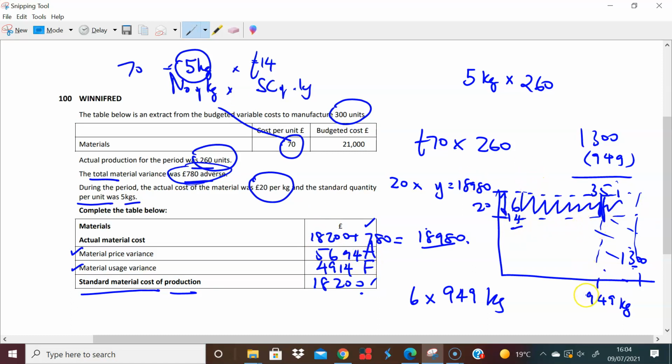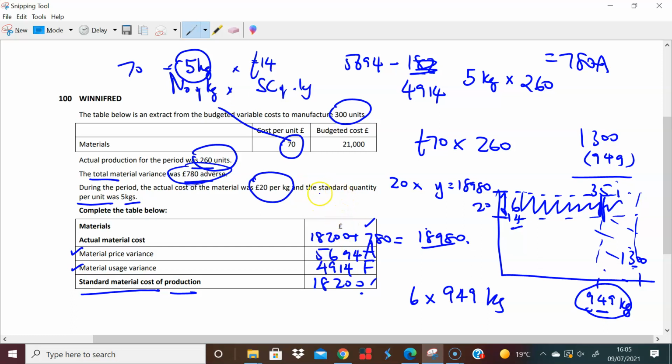So that's really the point here. The focus, of course, when we talk about price variances, is how much did you spend. We're dealing with what you actually bought, and you bought 949 kilograms. And if you do the difference between 5,694 and 4,914, you will get the happy answer of 780 adverse. Remember, this is adverse and this is favorable. So there we are. So that's how you actually deal with this, right?